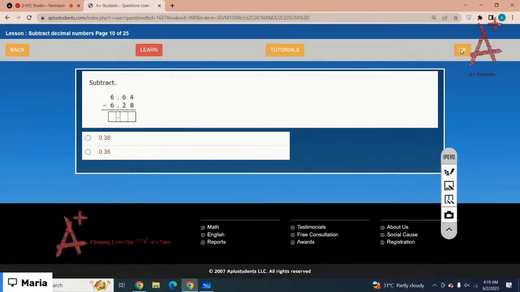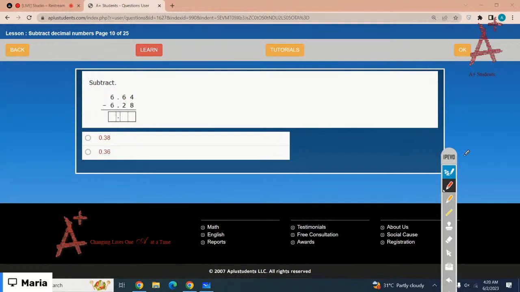Okay, the next one is 4 take away 8. You cannot subtract 8 out of 4 because 4 is smaller, 8 is greater. So let's just borrow 1. It would be then 14. Here you have 5 and here you have 14. So 14 take away 8 is 6. 5 take away 2 is 3 and 6 take away 6 is 0. So the correct option is 0.36.